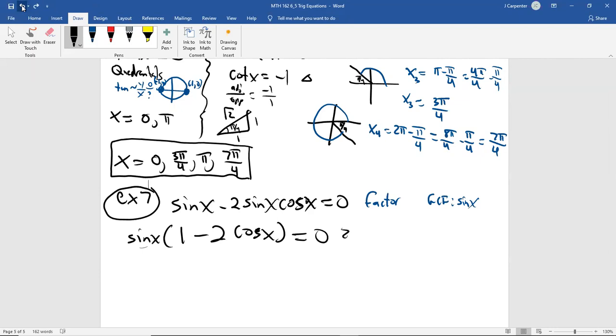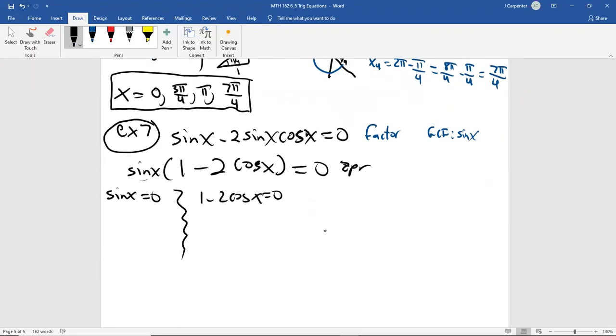Now we can zero product rule this. We can set each thing equal to 0. So sine of x equals 0, or 1 minus 2 cosine of x equals 0. So 2 completely different equations.